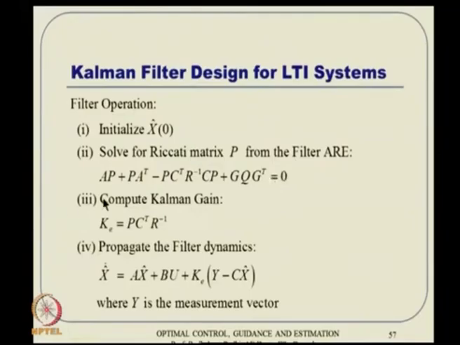Alright, so that is our continuous time Kalman filter. Once you solve this Riccati equation, the filter Riccati equation, we have this gain computation that way, and you can propagate the filter dynamics like this. Here y minus Cx hat is the measurement error, where Cx hat is nothing but the predicted output. This error is also called the innovation.